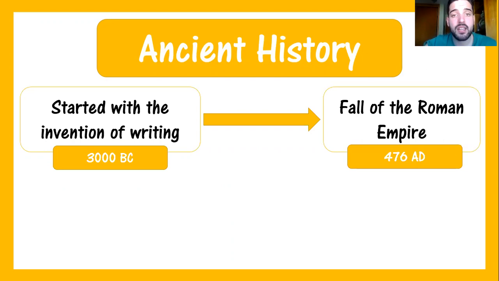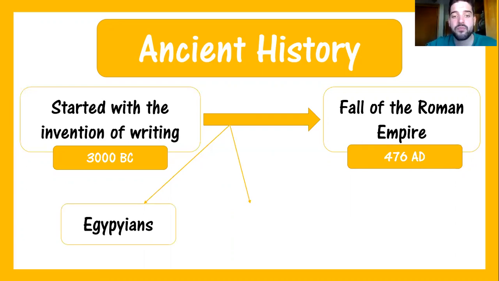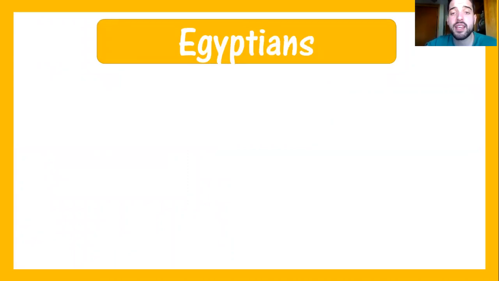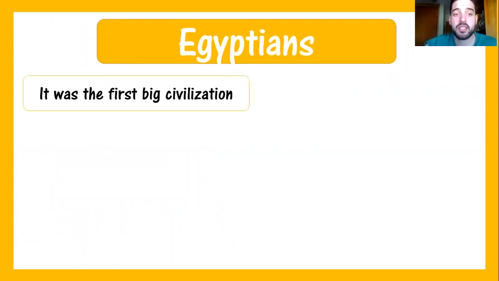This is the calendar that we have. In ancient history, we are going to study the 3 most important civilizations, which were the Egyptians, the Greeks, and of course, the Romans. Are you ready? We will start with the Egyptians. We can say that they were the first big civilization.